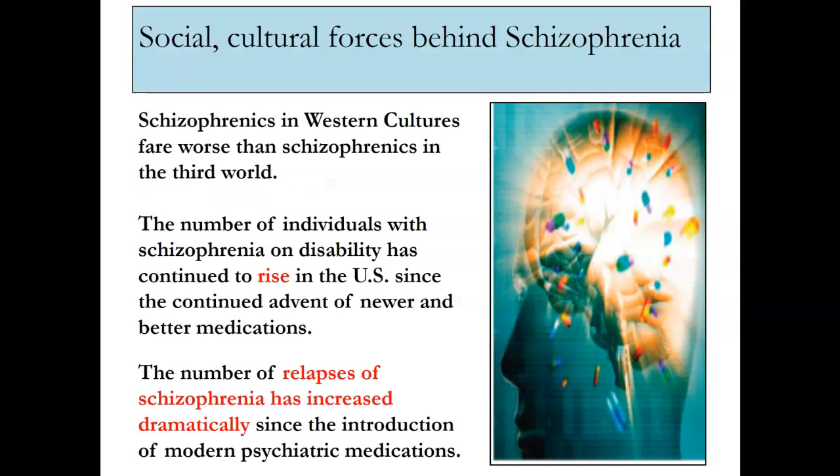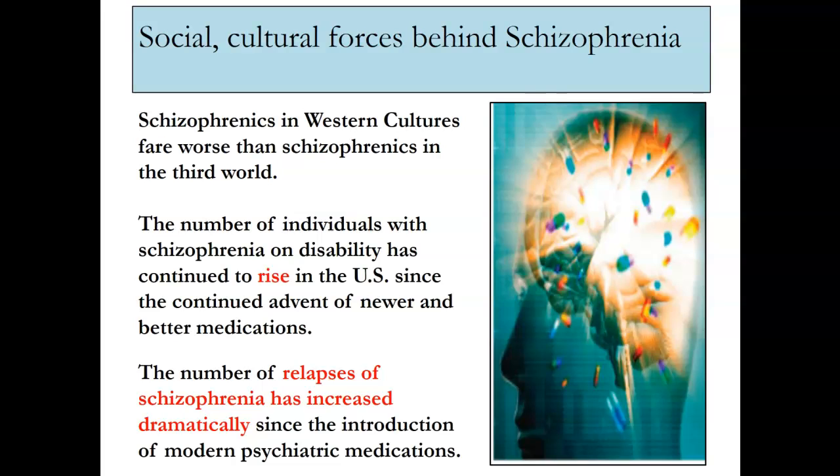So we're looking at the social contextual forces behind schizophrenia. And this is kind of flipping things a little bit. It's kind of tricky, different from what you've been taught. It broadens the perspective of what's going on with schizophrenia. Schizophrenics in Western cultures, especially this country, the United States, fare worse than schizophrenics in the third world. So kind of wrap your head around that a little bit.